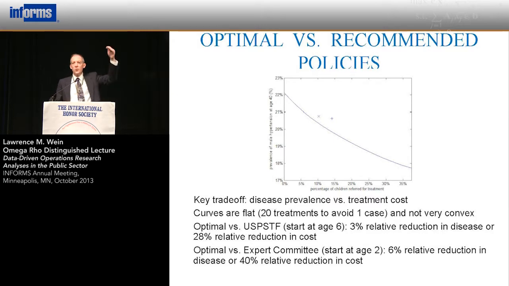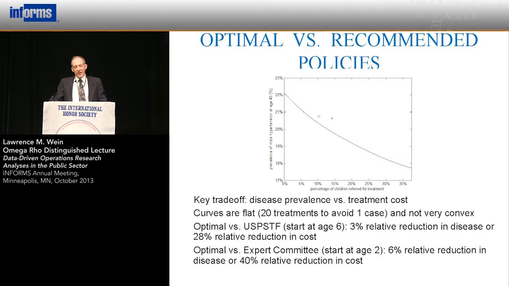So of course we want the prevalence of adult disease on the vertical axis to be small, and then the horizontal axis is essentially cost, and we want that small. So we want to live near the origin. The 2 points above the curve, those are the 2 policies that are proposed by the task force. The left one is starting at age 6, the right one starting at age 2. And then there is our curve by solving the dynamic program for various values of the budget.